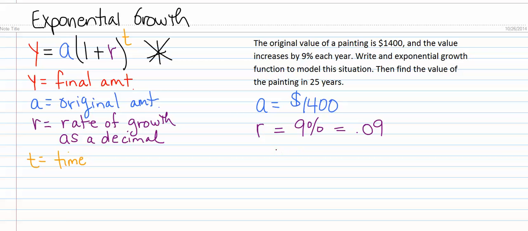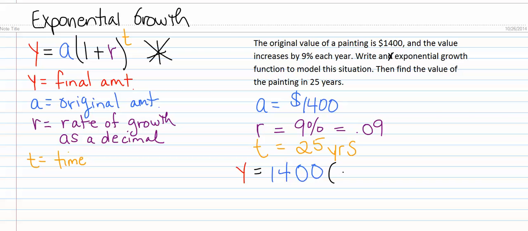Write an exponential growth function, so there's a little bit of a typo there. Write an exponential growth function to model this situation, and then find the value of the painting in 25 years. So 25 years, I see that as a time. The time is 25 years. Every year, its value increases by a rate of 9%, and I want to find the final amount. So I want to find out what y is. Y equals. So my original amount is $1,400.